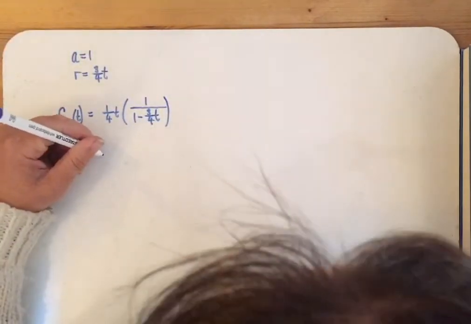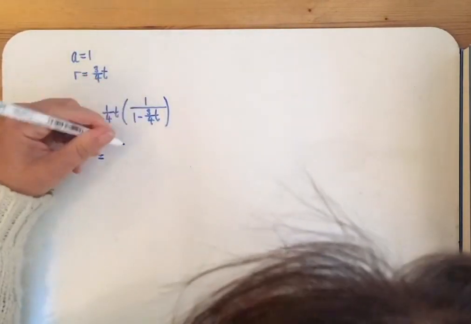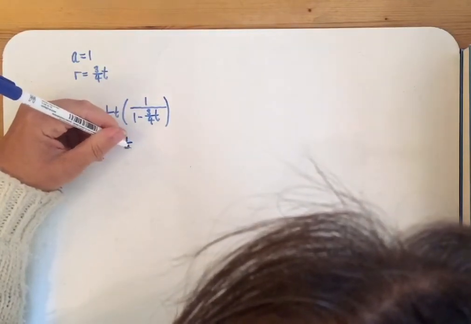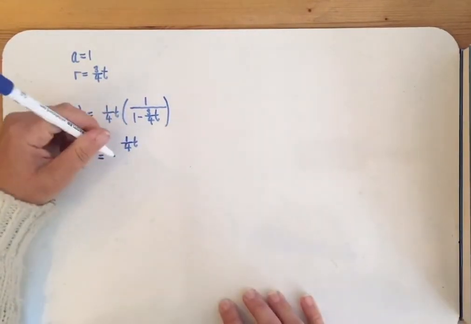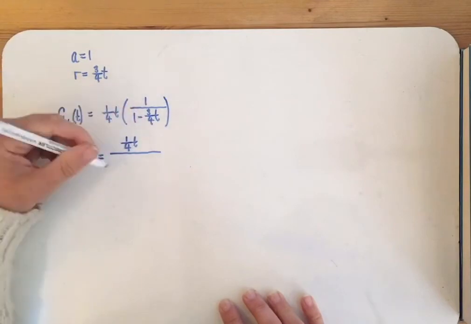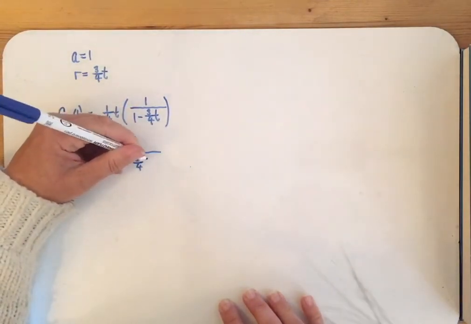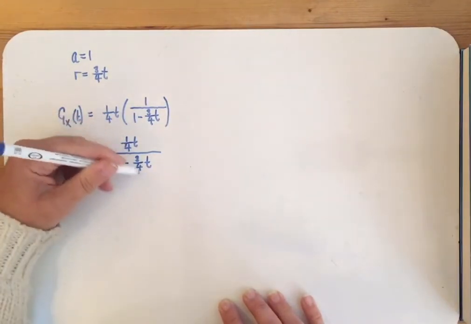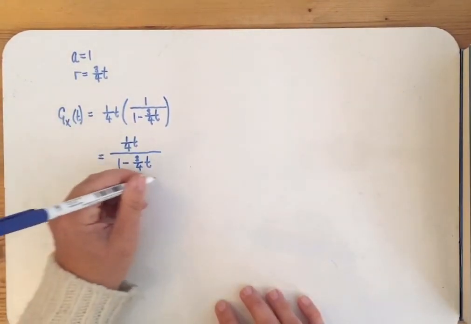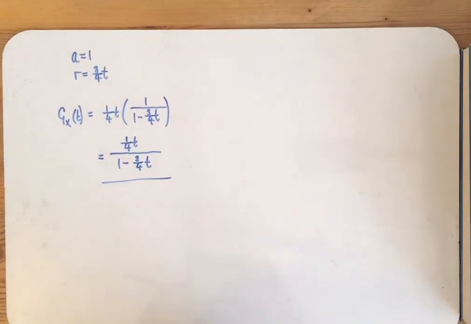And then rewriting that, the 1/4 t would go on top. It's a bit unusual to leave a fraction in a fraction, but it kind of makes sense for this one because p is 1/4 and q is 3/4. But that proves that result. And then we can generalise that.